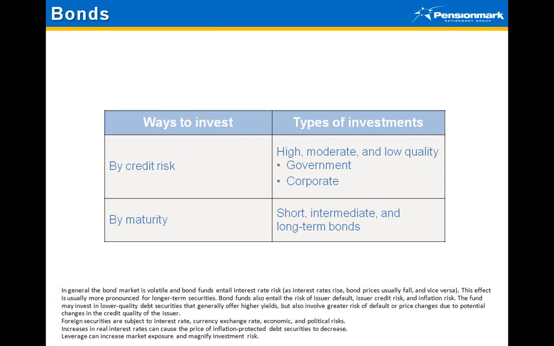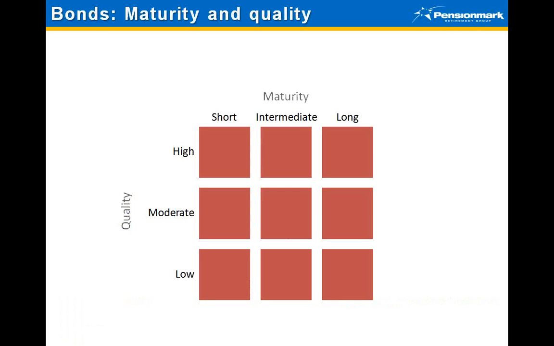Because during the length of that bond, there is a greater chance for interest rates to fluctuate. Okay, so the longer bonds tend to be more volatile. Now let's look at how that really affects these different bonds.